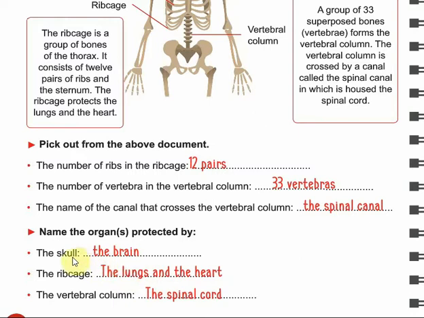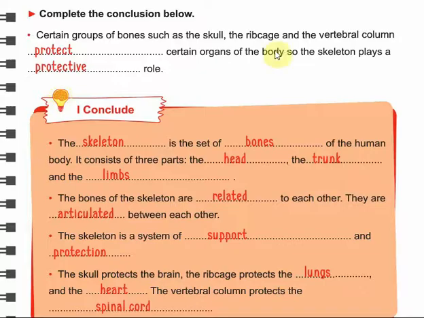What does each set of bones protect which organ? Okay? Let's complete this conclusion. Certain groups of bones, such as the skull, the rib cage, and the vertebral column, protect certain organs of the body. So the skeleton plays a protective role. Other than the supportive role, it plays a protective role. So we can say that the skeleton supports and protects our body. Okay?